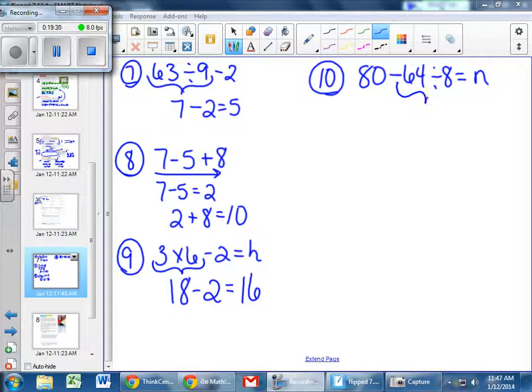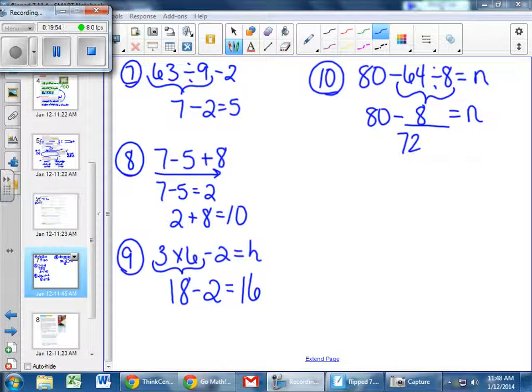So I have this part. 8 goes into 64 how many times? What times 8 equals 64? And then you can subtract that from the 80. Okay? So 64 divided by 8 is 8. 8 times 8 is 64. So I have 80 minus 8, which is 72.